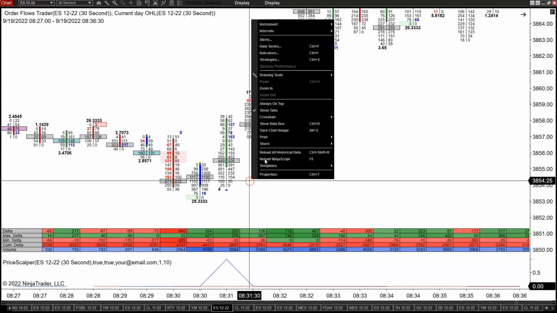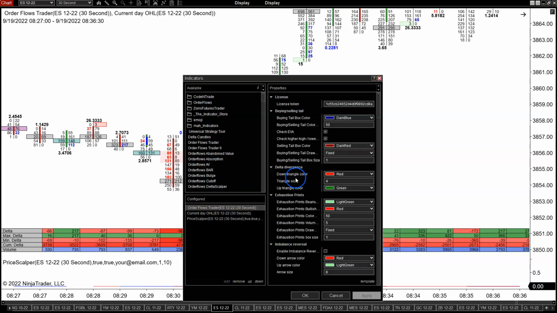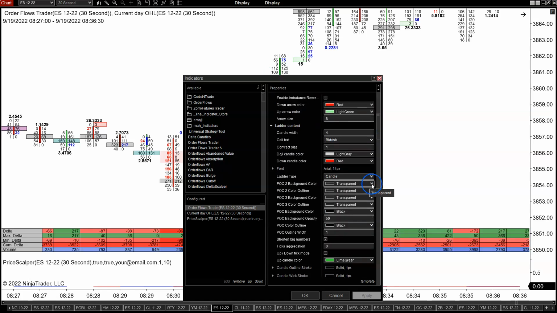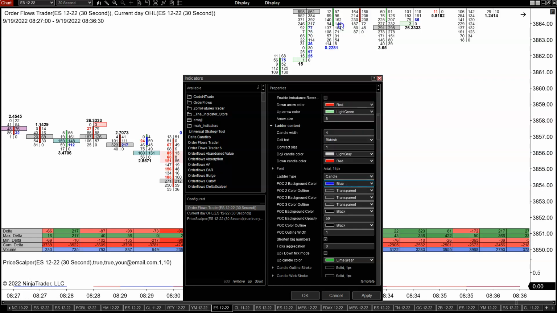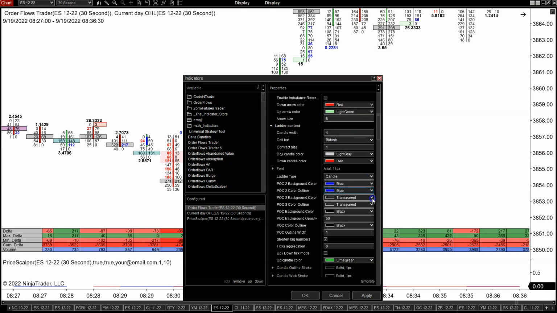And where it gets more interesting is some software will do it for you, but I don't think it's really necessary. You can actually put up POC 2 and POC 3. POC 2 would be the price level with the second most volume. POC 3 would be the price level with the third most volume. So let's just take a look at this. We'll just make it a different color so it's not going to confuse us with the regular POC.